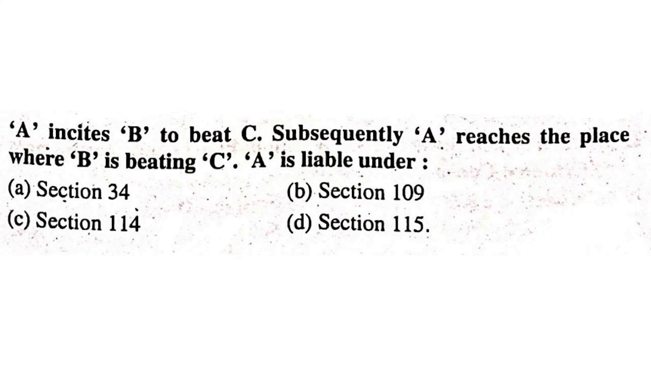A incites B to beat C. Subsequently, A reaches the spot where B was beating C. So this will be punishable under Section 114, where the abater himself is present at the place of crime. Abater present when crime is committed.